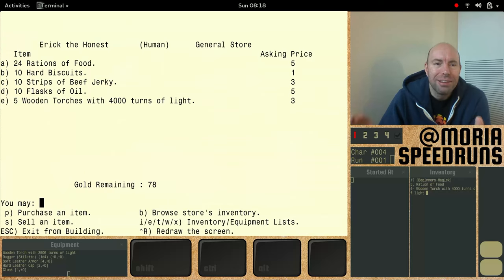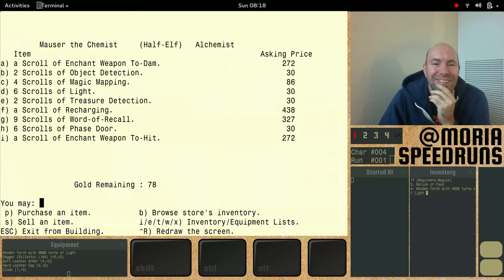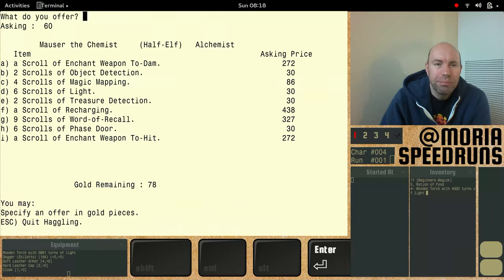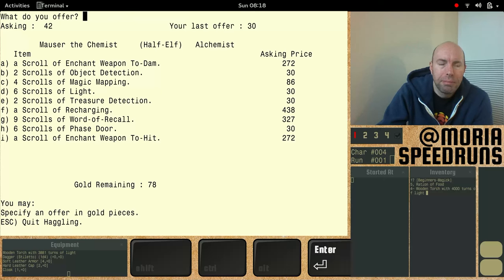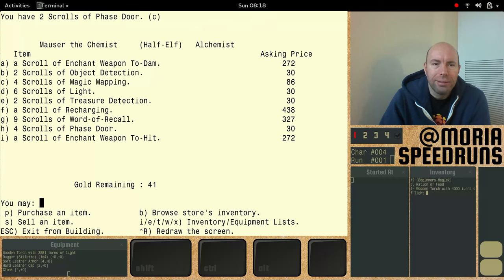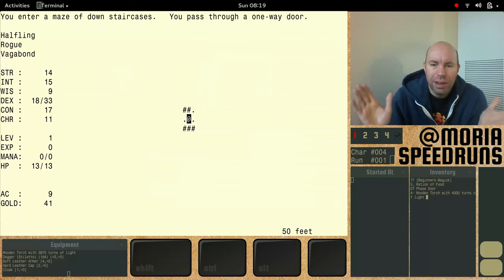It makes no sense. There's no shovel. Oh dear. Oh, phase door. There we go. What was I thinking? Let's go with two of them. Okay. 41 gold pieces left. And there are the stairs. Need you looking leper heading for us. Okay, we're in the dungeon.